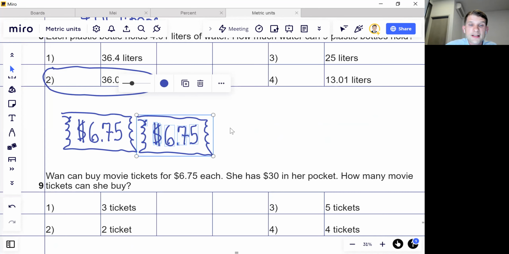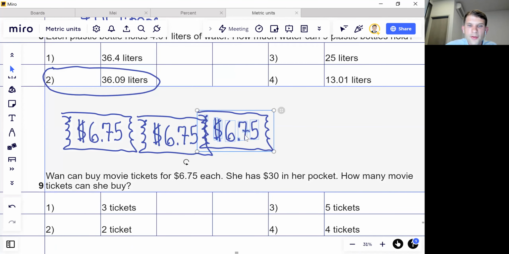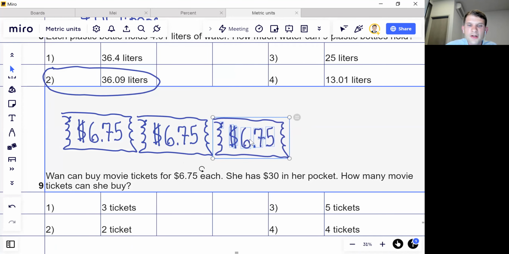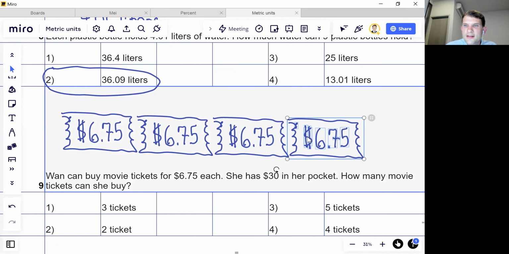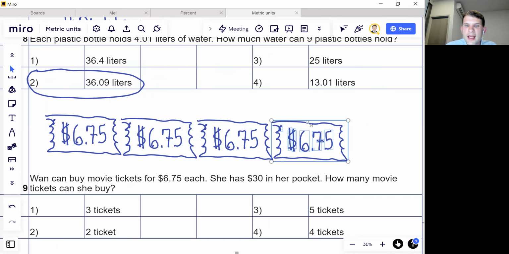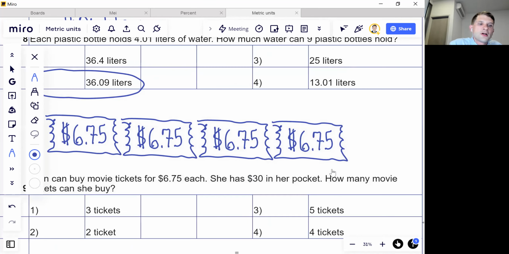And then for 2 tickets, it's going to be a little less than $14. For 3 tickets, that's going to be $21 so far, a little less. Okay. For 4 tickets, that's going to be about $28, a little less. So we can stop there and think here. So we have a little less than $28. So we know we can definitely afford 4 tickets.